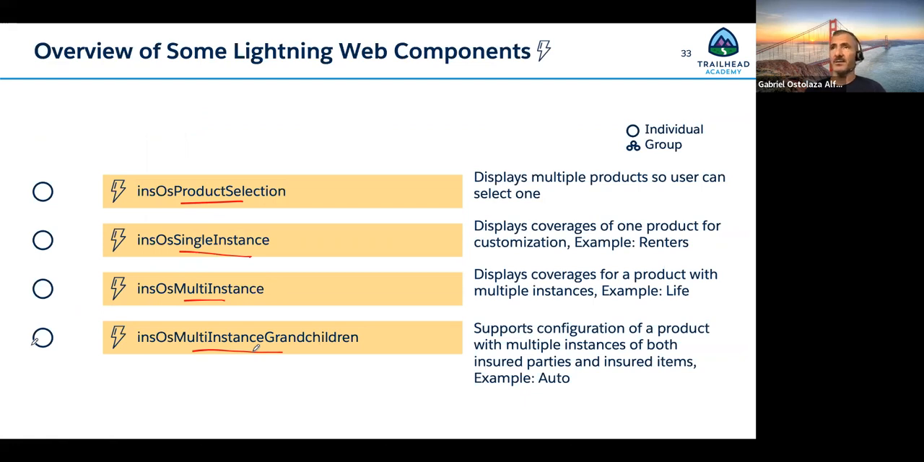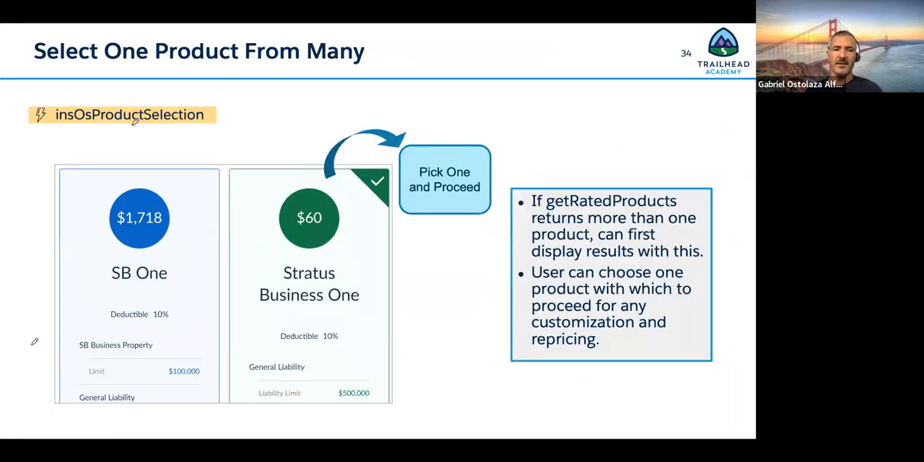And if you have cars and many drivers per car, this would probably be a multi-instance grandchildren, because you have the cars as children and the drivers as grandchildren. Okay, so for all of that, Velocity has built a bunch of Lightning Web Components, and documentation about that is available. So this is the first INS product selection. Only one business policy is going to be selected: single business 1 or Stratus business 1.